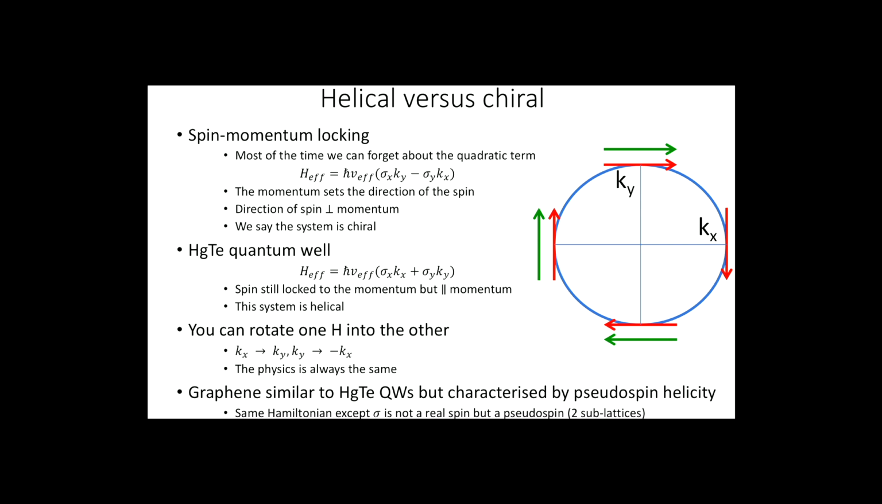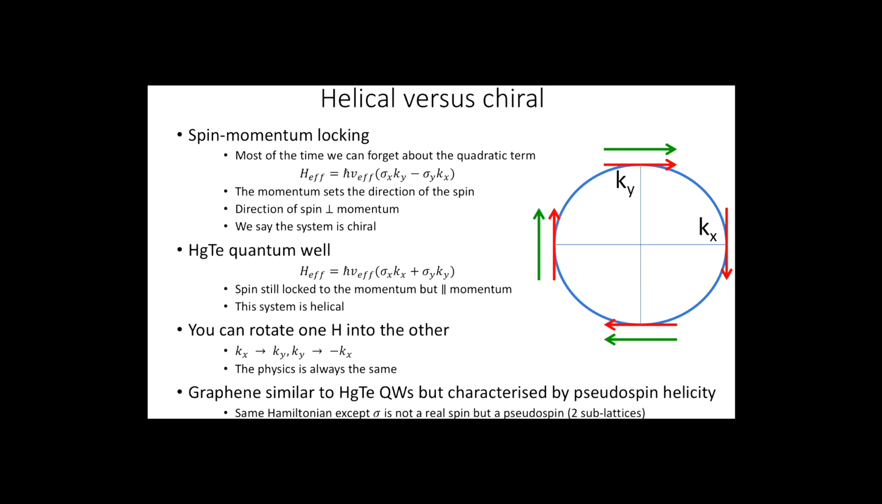Now, if you were doing this in a mercury telluride quantum well, you'd be doing a very similar kind of k dot p analysis for the surface states, and you'd find out that the Hamiltonian has very much the same form, except it's sigma x kx plus sigma y ky. So now you'd still get an effective magnetic field at each point in k space, except it would be pointing radially rather than tangentially. So the spin is still locked to the momentum, but it will be parallel to the momentum. So then we say the system is helical.